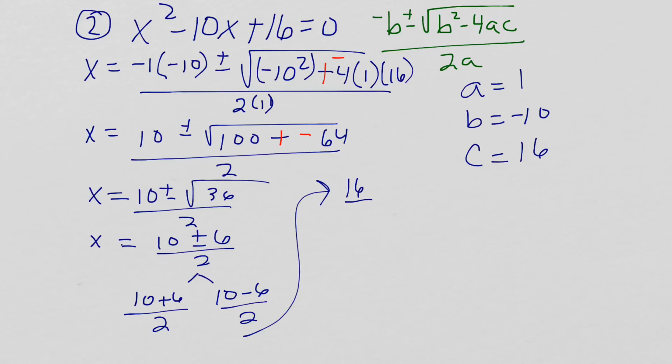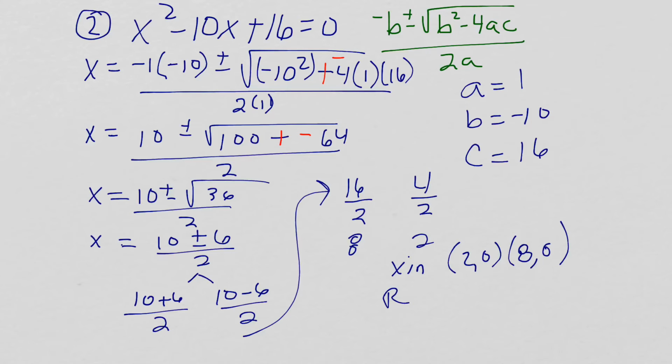So we're going to have 16 divided by 2, which is 8. And we're going to have 4 divided by 2, which is 2. So our x-intercepts are going to be 2, 0, 8, 0. And our roots are going to be 2, 8.